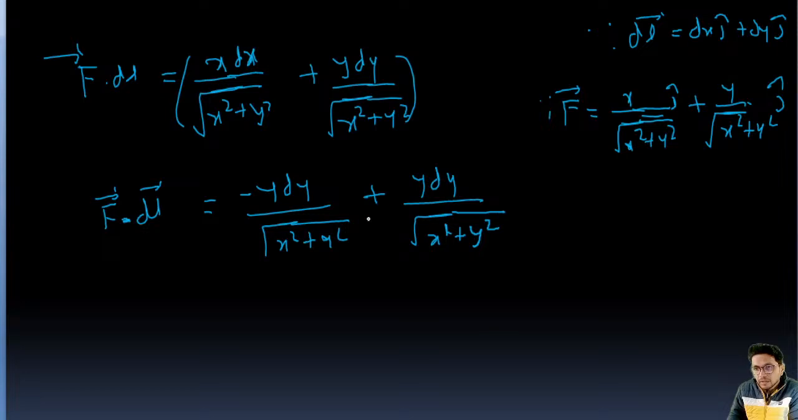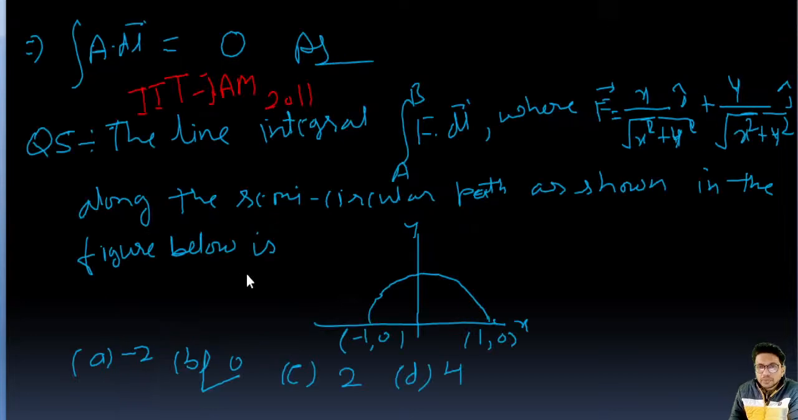Okay, obviously, these are equal, so it is going to be 0, since f dot dl is 0. This implies that the integration of f dot dl from a to b is going to be 0, because this value is 0. So 0 is the answer. Which option is matching? Option number B is the correct one.